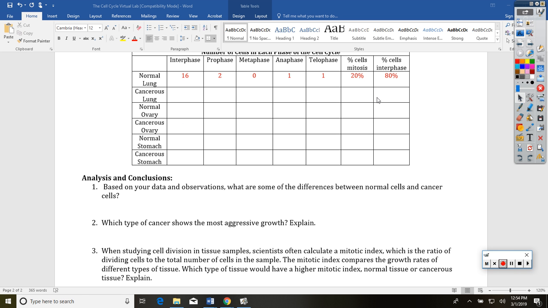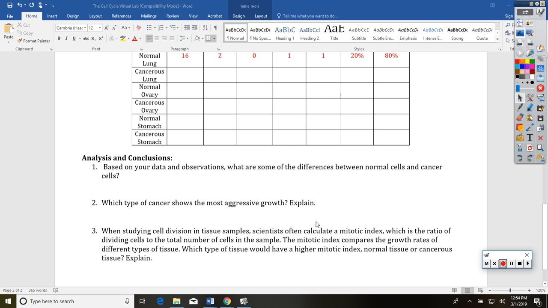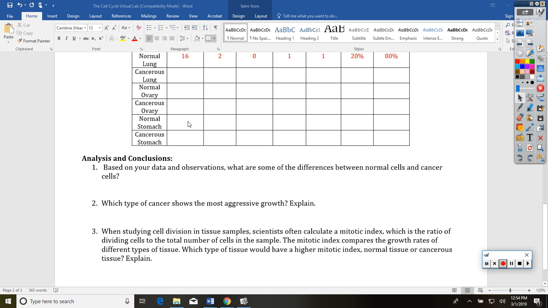Once you fill in all of your percentages, you'll come down below. You have 3 questions that you're answering. These 3 questions, you're really basing that off of the data that you collected. So how many cells did you have sitting in interphase? How many cells did you have sitting in the various stages of mitosis? What percentage of your cells are in mitosis? What percentage of your cells are still in interphase?